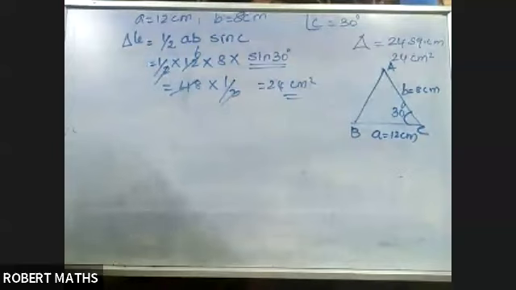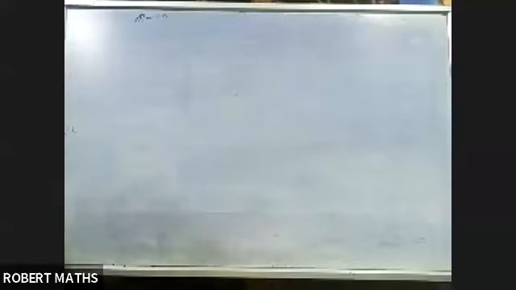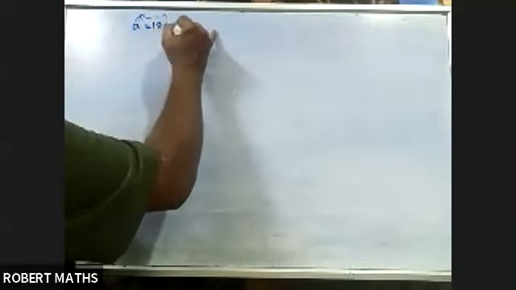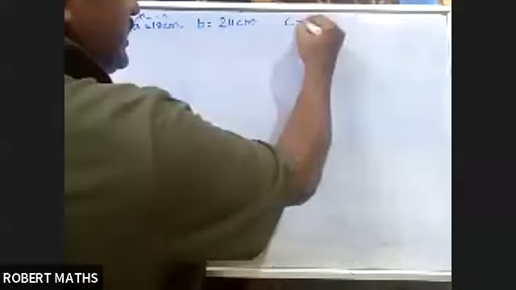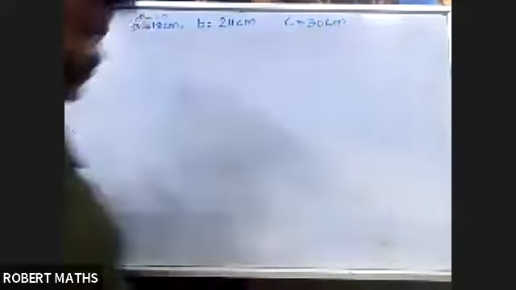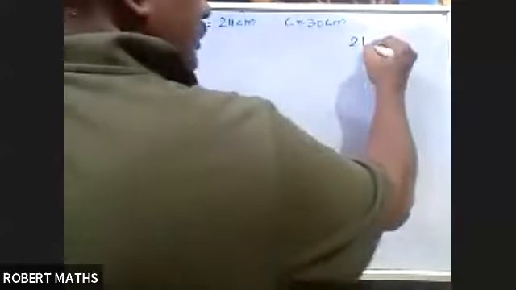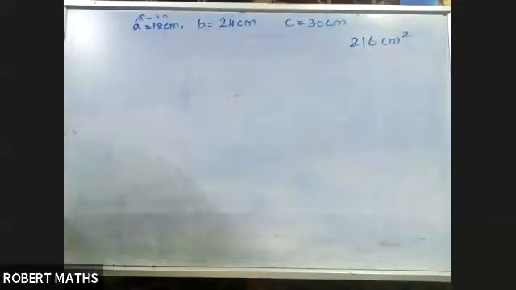In a triangle ABC, if a is equal to 18 centimeter, b is equal to 24 centimeter, c is equal to 30 centimeter, then show that its area is 216 square centimeter.